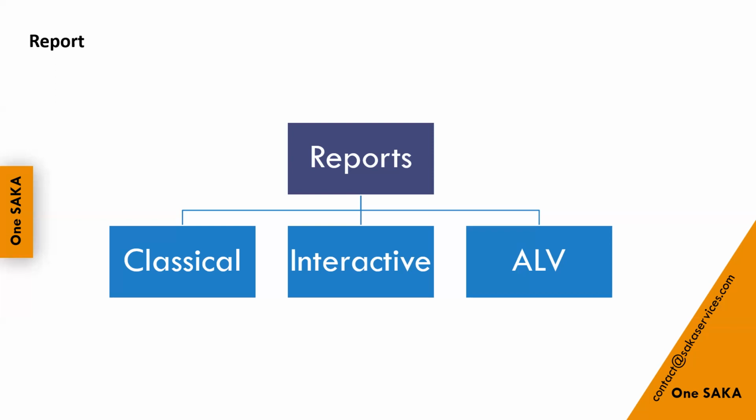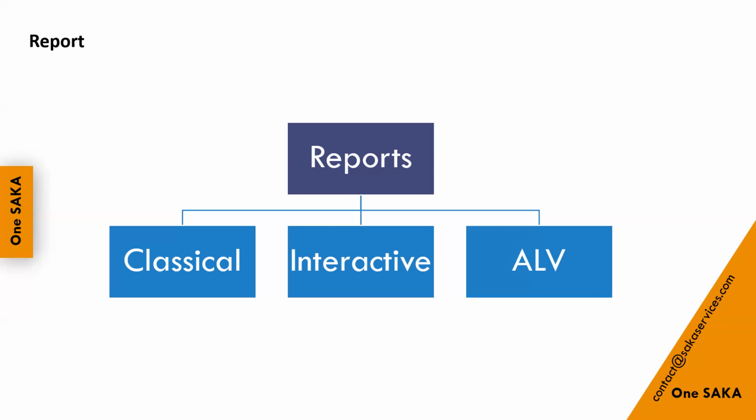Report programs are three types. One is classical report. You give input, program gives the output. Interactive report, same like classical, but you can interact on the output. How can you interact? Once the program shows the output, you can filter, sort, download, change the output. As you can interact on the output, that report is called interactive.